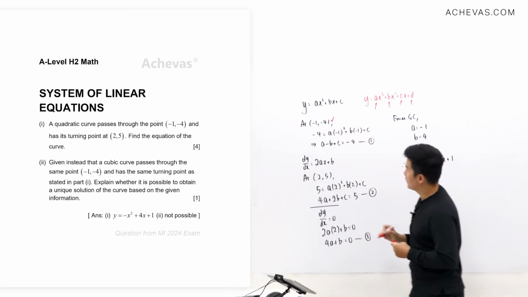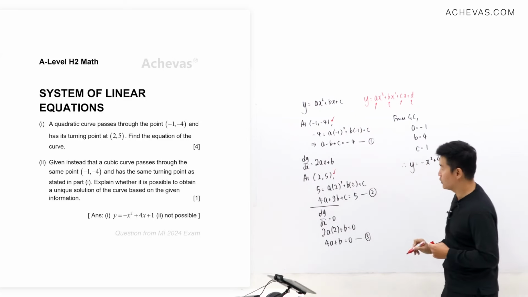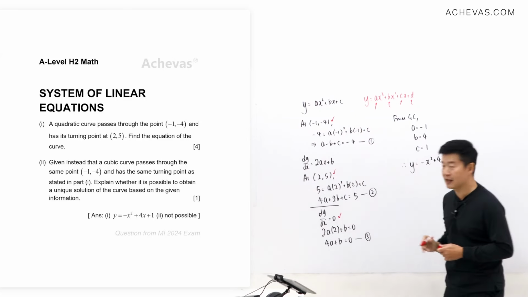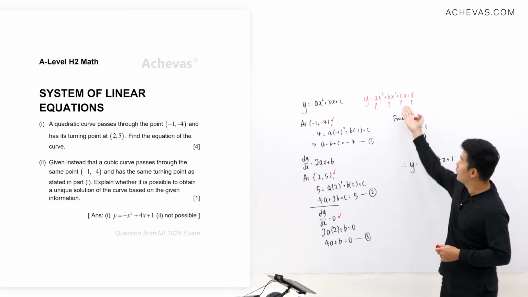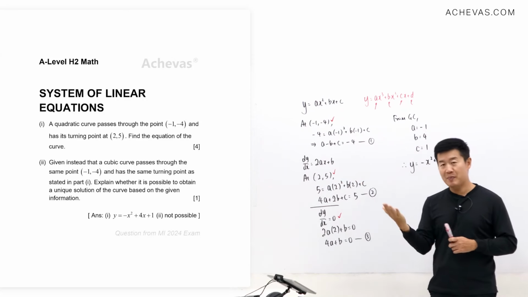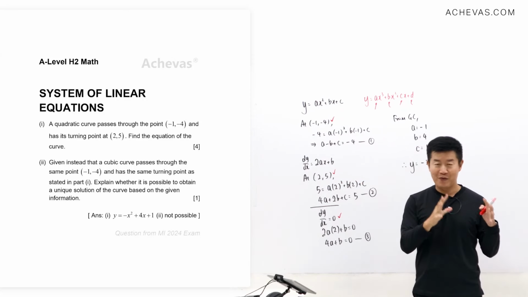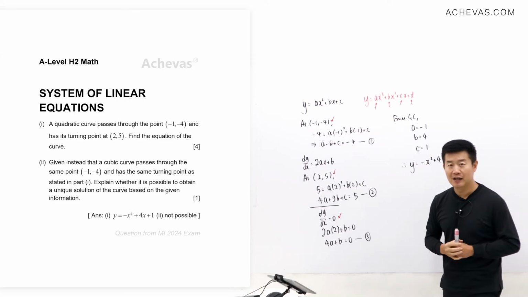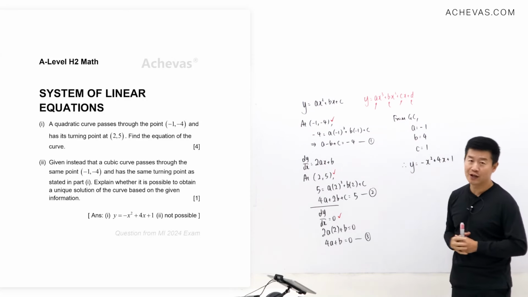The curve is going to be passing through this, the curve is going to be passing through this, and at this point, dy/dx is equal to 0. But we have 4 unknowns. So with 3 pieces of information, but 4 unknowns, we will not be able to get a unique solution to this cubic curve.